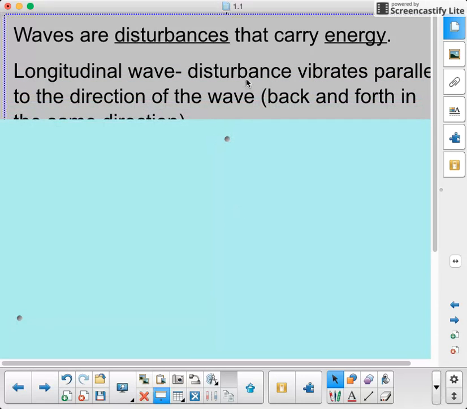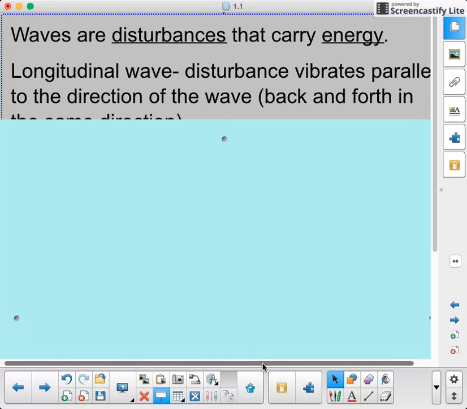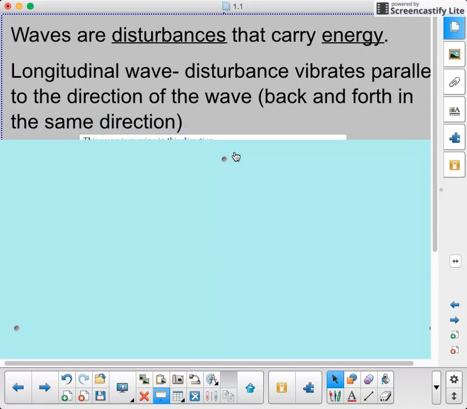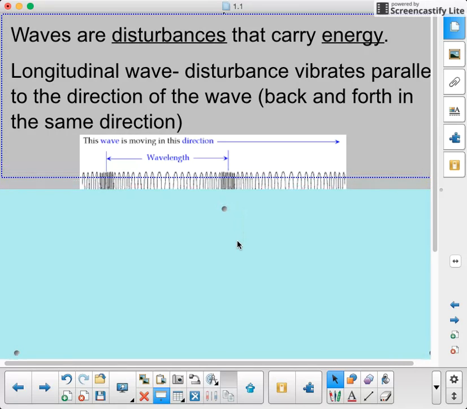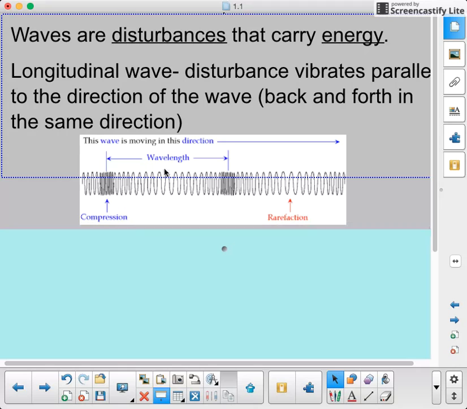In a longitudinal wave, the disturbance, or the disruption, the way matter is moved, is parallel to the direction of the wave. So it moves back and forth in the same direction that the wave or the energy is traveling. I would like you to put a definition in your notes and also an illustration. You can either find a picture online in Google Images, like the one I have here, or you can draw your own picture. In class, we used a slinky to illustrate the types of waves.